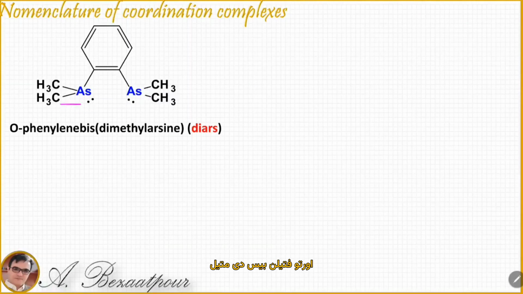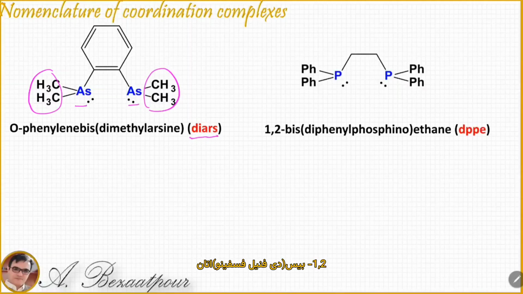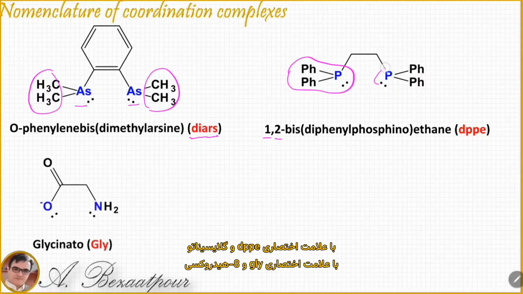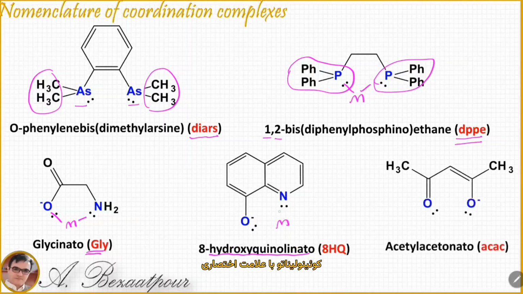Ortho-phenylenebis(dimethylarsine) with abbreviation diars. 1,2-bis(diphenylphosphino)ethane with abbreviation dppe, and glycinato with abbreviation gly. 8-hydroxyquinolinato with abbreviation 8-HQ, and acetylacetonato with abbreviation acac.